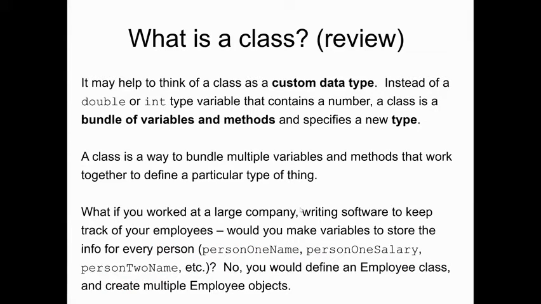It may help to think of a class as a custom data type. Instead of a double or int type variable that contains a number, a class is a bundle of variables and methods and specifies a new type. A class is a way to bundle multiple variables and methods that work together to define a particular type of thing. What if you worked at a large company, writing software to keep track of your employees? Would you make variables to store the info for every person? Person 1 name, person 1 salary, person 2 name, person 2 salary. Well, of course you wouldn't. You would define an Employee class and create multiple Employee objects.